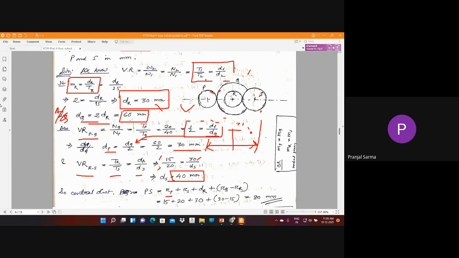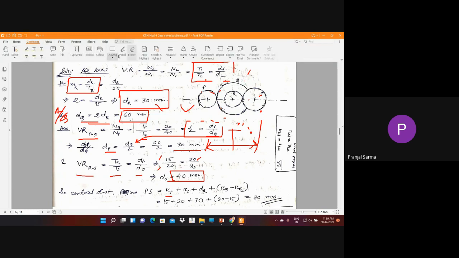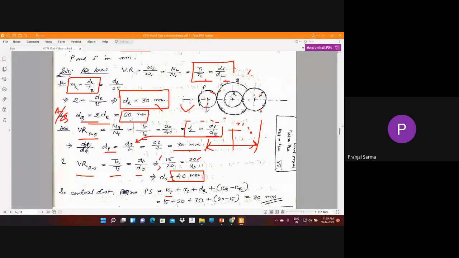So how much is required? We need this particular distance, right? For that, if we add this, that is r of p, plus this, that is r of s, plus this and this, we are going to get this whole distance. Now what about this one?